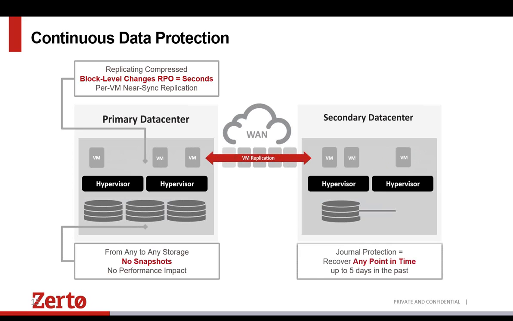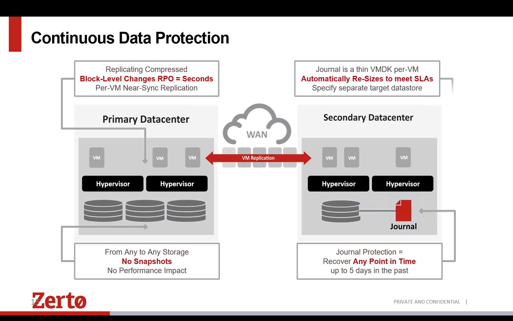And we keep a journal of all the changes in the recovery site, which allows you to rewind to any point in time up to 5 days in the past. And the journal itself is a thin VMDK on a per VM basis that automatically resizes to meet your SLAs. So if, for example, you set to keep 24 hours of change and 20 gigabytes changes in that 24 hours, then the journal will be 20 gigabytes.